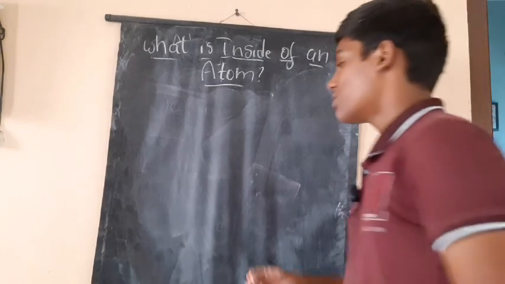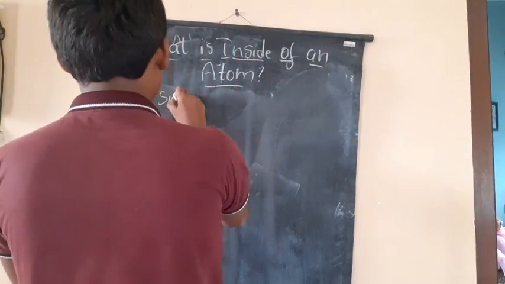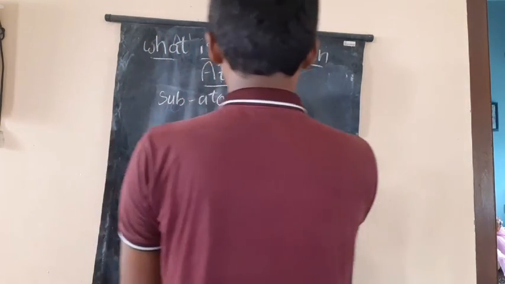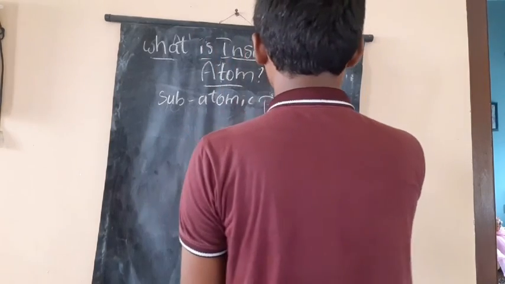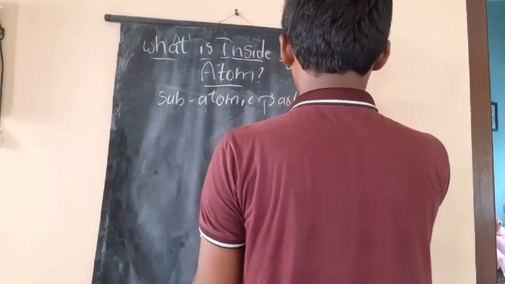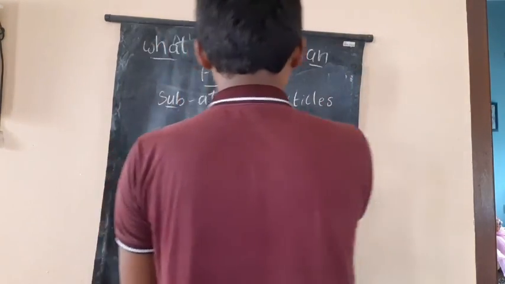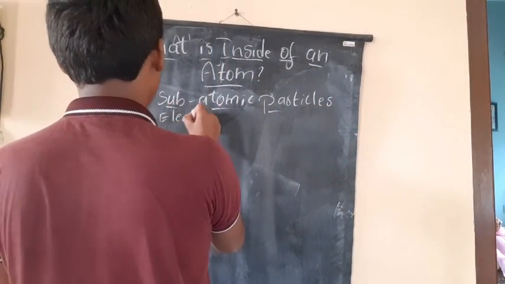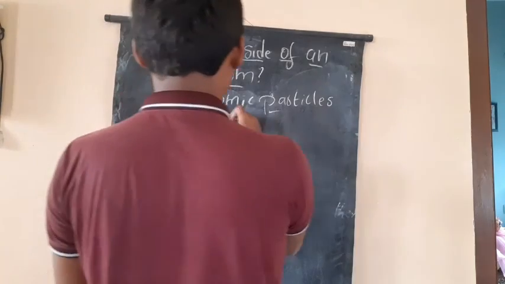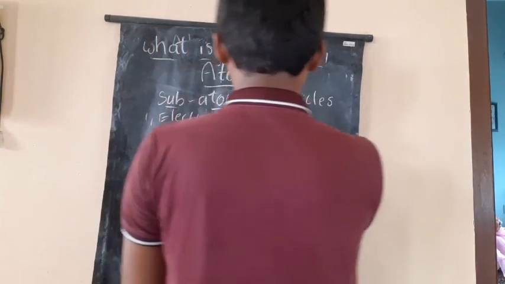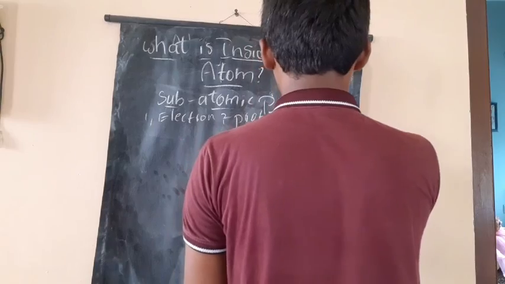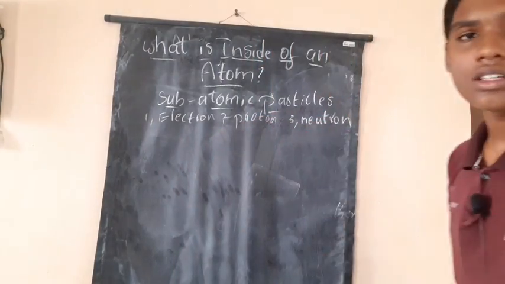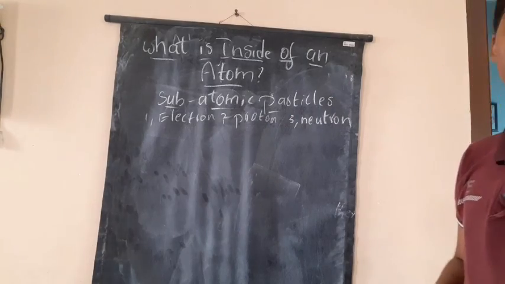Subatomic particles means we have three subatomic particles present in an atom, or we call them fundamental particles. The first subatomic particle is electron, proton, and the last one neutron. These three are the three subatomic particles present in the atom.